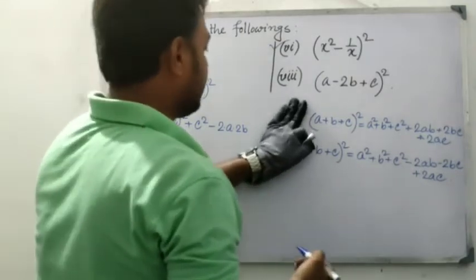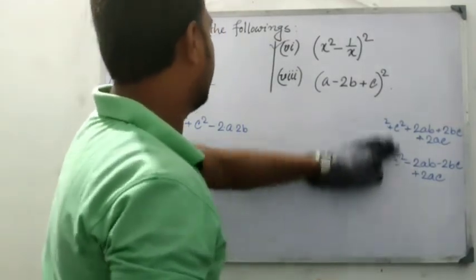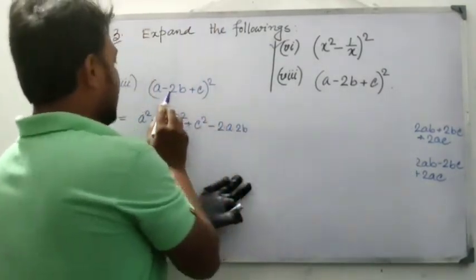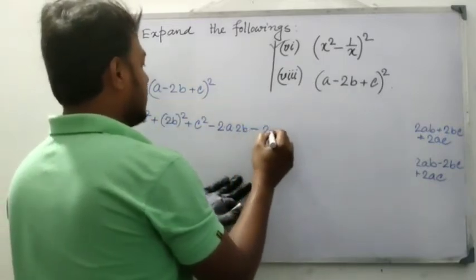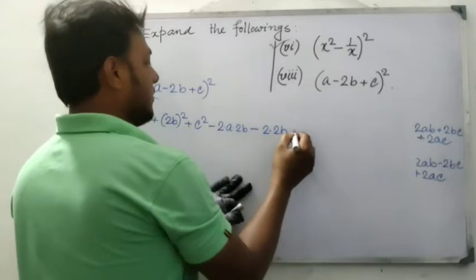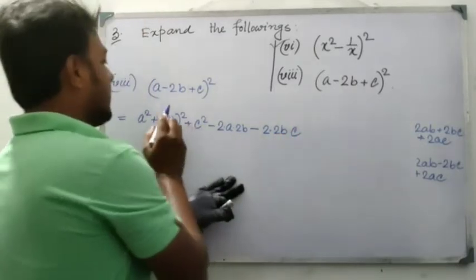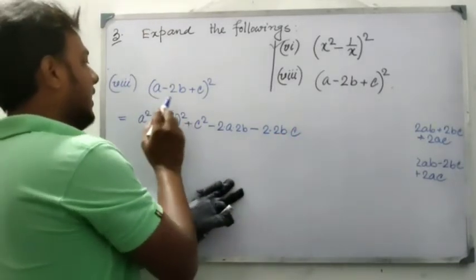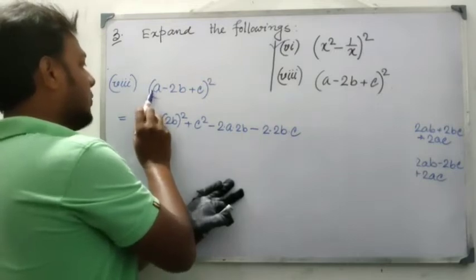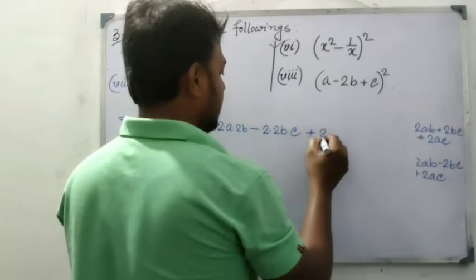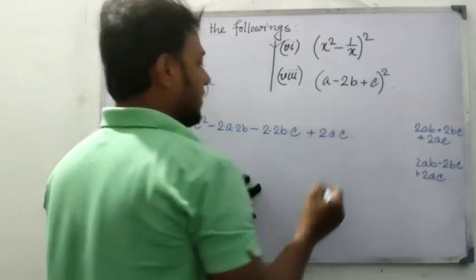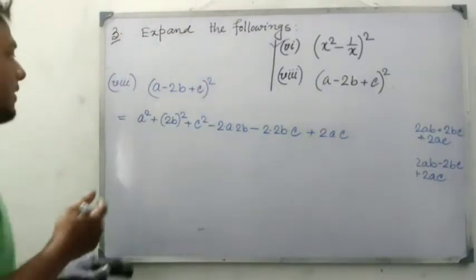Next, 2 into second, third. Second is negative, third is positive. So it will be positive into negative, negative. So 2 into second, third. Next, sign of the ac, that means first and third. First is positive, third is positive. So plus 2 into a into c. This is the expanded form. Now you have to simplify.